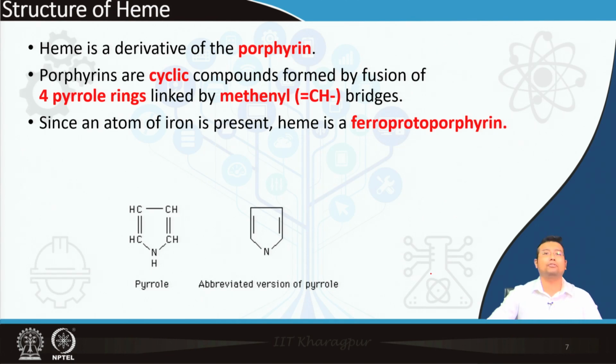Regarding the structure of heme, it is a derivative of porphyrin. Porphyrins are cyclical compounds formed by fusion of 4 pyrrole rings. What is a pyrrole ring? This is how a pyrrole ring looks, and when we abbreviate it by omitting the carbon and hydrogen, it is often signaled like this.